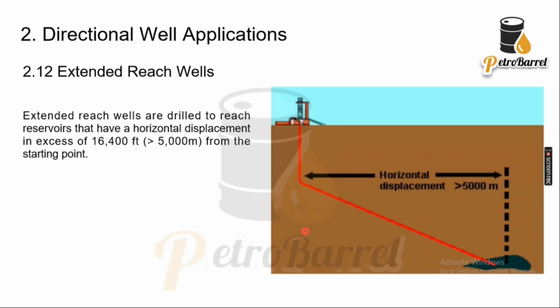And finally, extended reach wells. Extended reach wells are drilled to reach a reservoir, but there is an important condition: the horizontal displacement between the rig site and the reservoir is greater than 5,000 meters or 16,400 feet from the starting point or from the rig site.